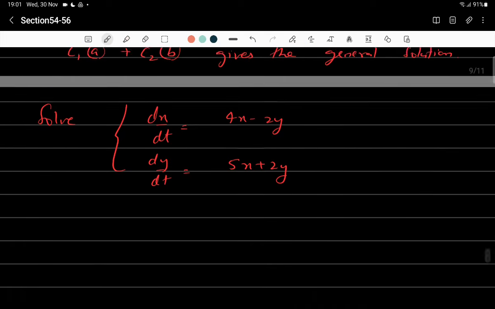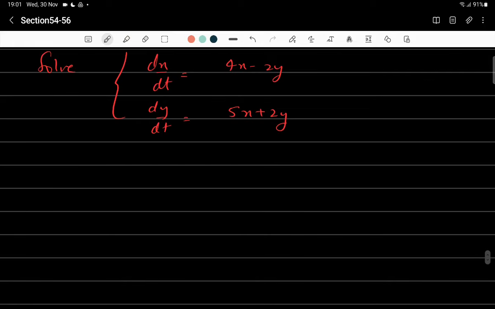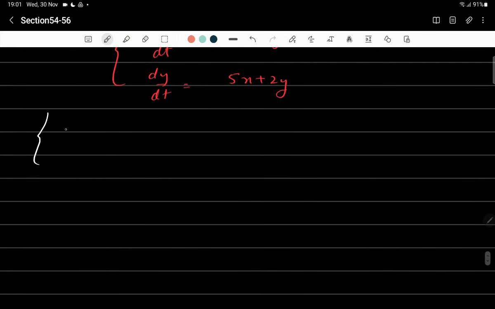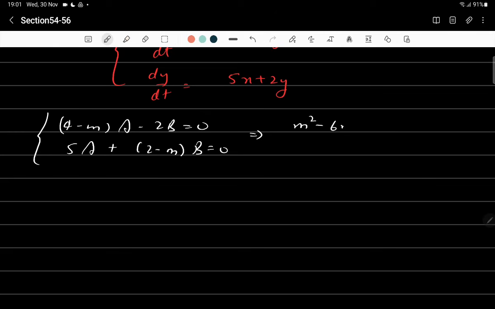In this case, your equation would look like this one. Please try to solve by yourself first. That gives you the auxiliary equation to be m square minus 6m plus 18 is equal to 0, and that gives you roots to be the complex roots.